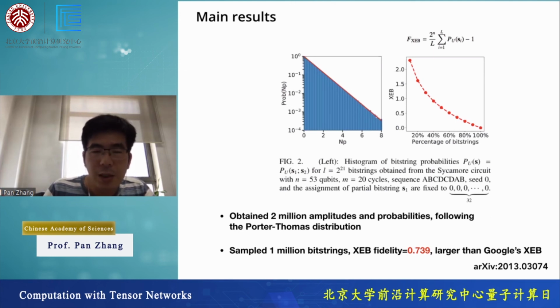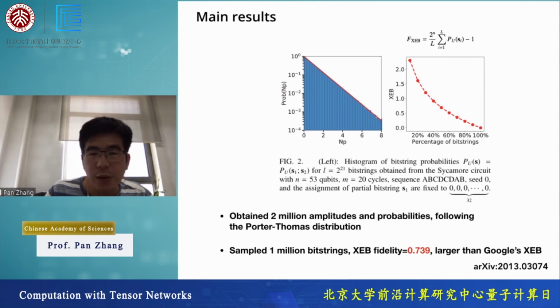The red line denotes the Porter-Thomas distribution. If you consider all 2 to the power 21 bit string probabilities, the XEB value is 0. So why is it 0? Actually, it is expected, because the XEB can be treated as a measure of the accuracy, or distance, between two distributions: your generated distribution and the real Porter-Thomas distribution. Here we have enumerated 2 to the power 21 bit string entries. This means that our generation probability is actually uniform. So the XEB between the uniform distribution and the Porter-Thomas distribution must be 0 by definition. So if we use all the 2 to the power 21 bit string probabilities, the XEB must be 0.